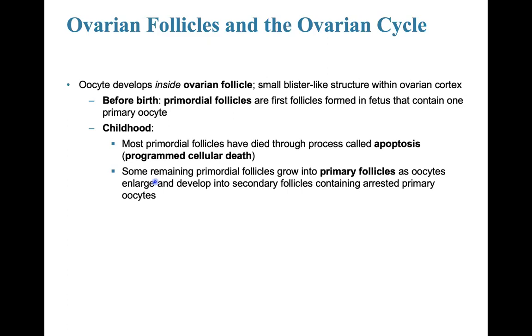cortex. Before birth, the primordial follicles are the first follicles formed in the fetus that contain one primary oocyte. During childhood, most primordial follicles will have died through a process called apoptosis or programmed cell death. Some remaining primordial follicles will grow into primary follicles as oocytes enlarge and develop into secondary follicles containing the arrested primary oocytes.